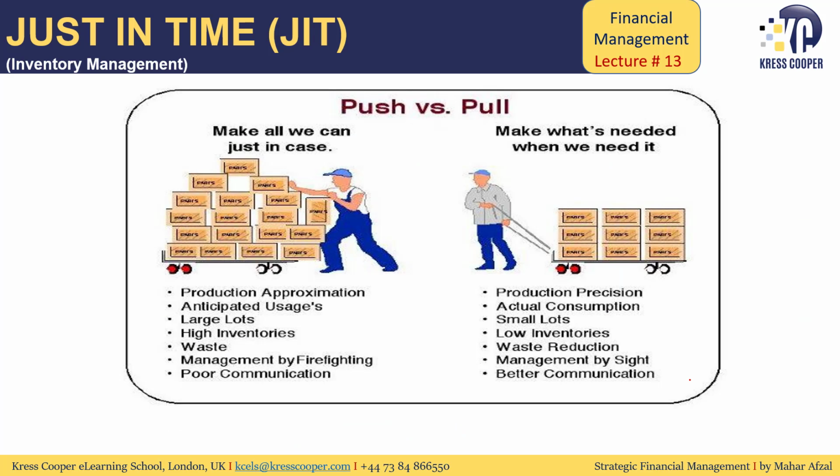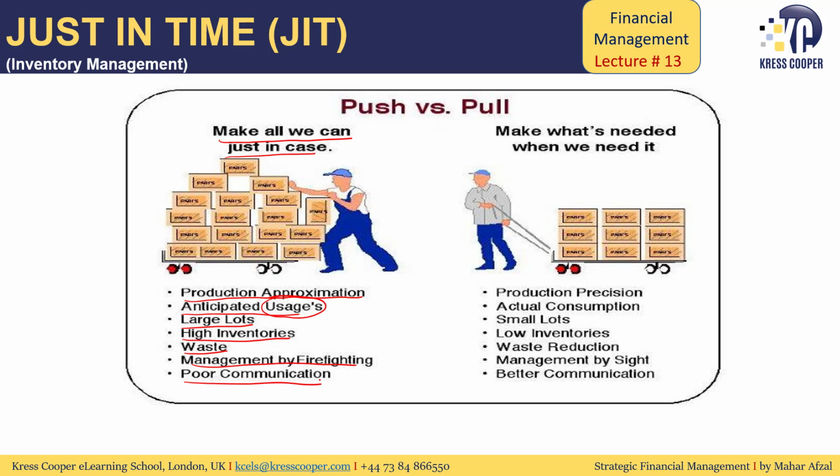Push type versus pull type. In the push type, the approach is to make all we can, just in case. This is based upon production approximation and anticipated usage. This is not actual usage, but anticipated usage. They usually make large lots and maintain high inventory. Waste is high, with firefighting and poor communication in management. These are some of the features of the push type manufacturing system.